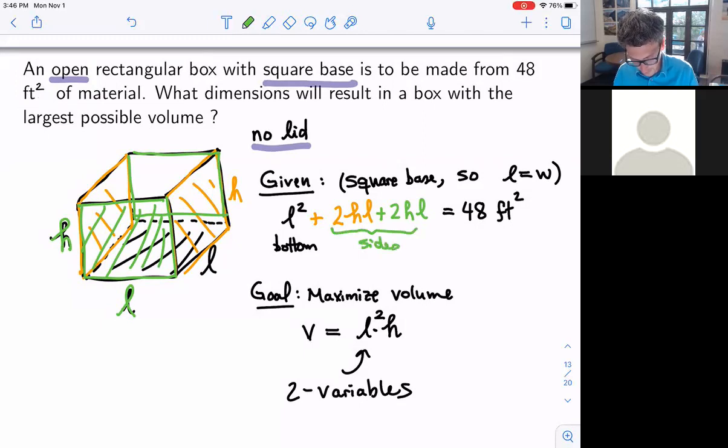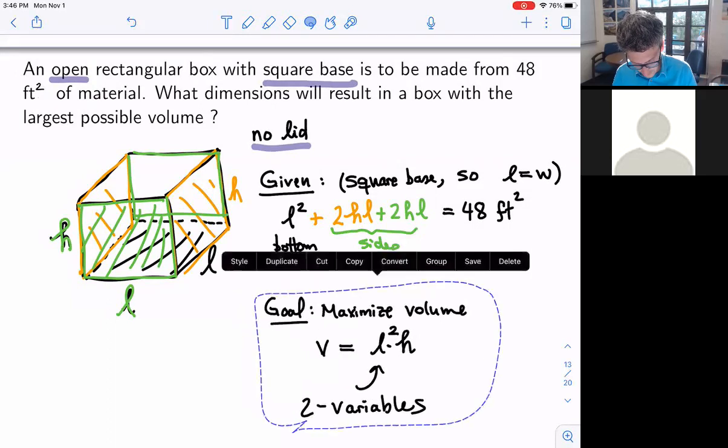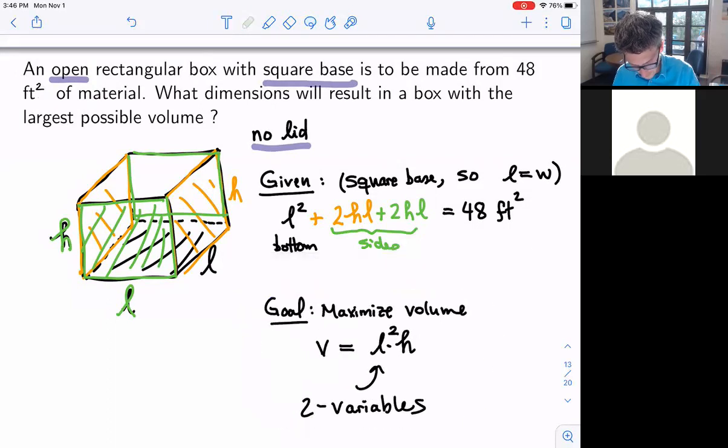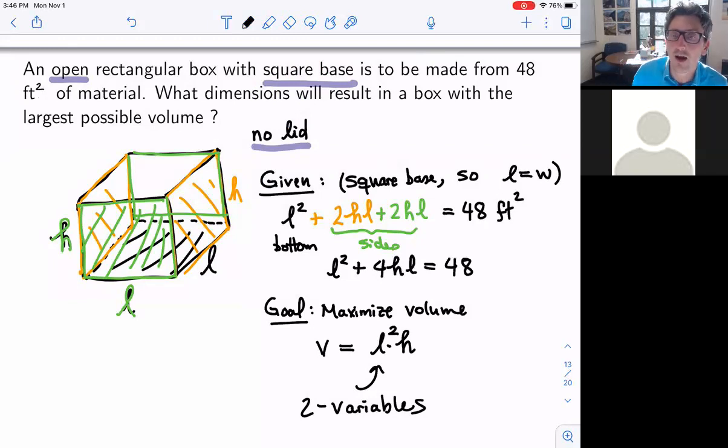And if I simplify all of this, what equation am I going to get? Well, I'm going to get L squared plus 4HL equals 48. I'll leave the units out because we're just going to focus on the equation.